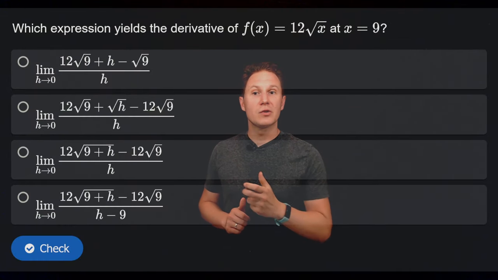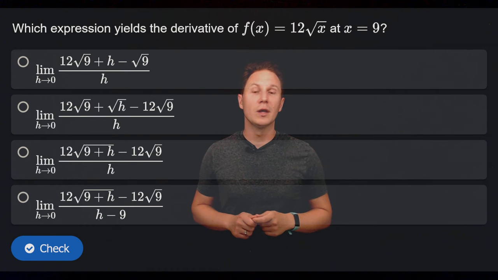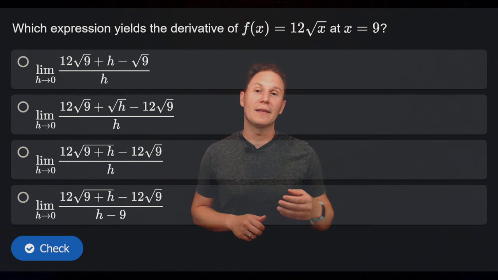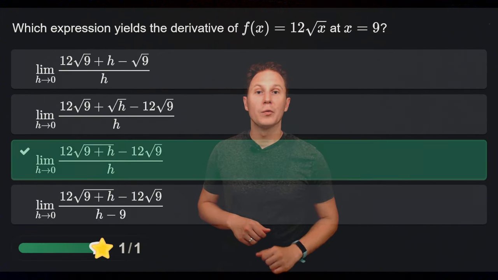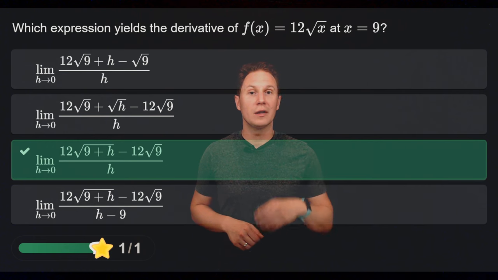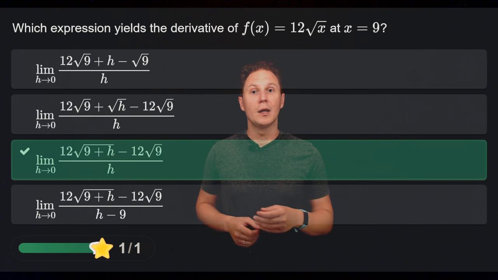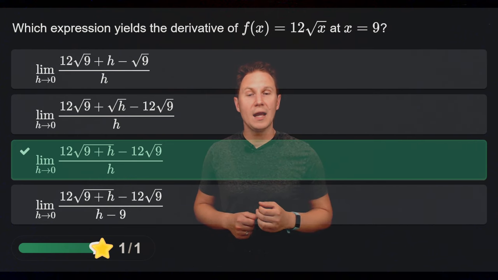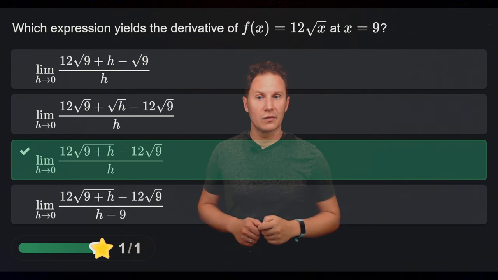Next question, which expression yields the derivative of the function f of x equals 12 times the square root of x at x equals 9? So pause the video and select your answer now. Hope you paused it and have selected the third option. Indeed, in the definition of the derivative, the limit of the difference quotient expressed in terms of the small h for this function at that point provides exactly this limit.